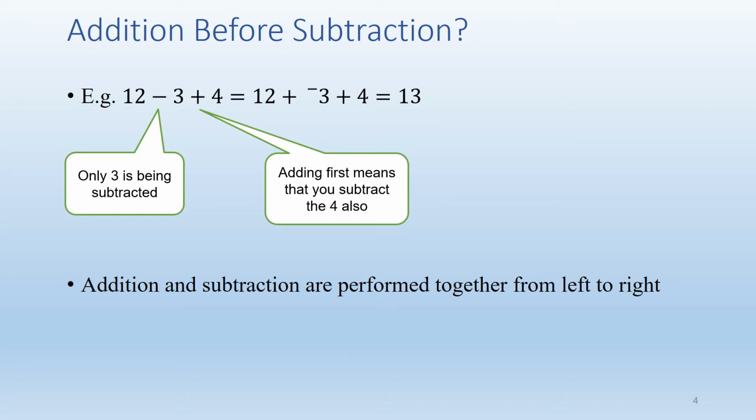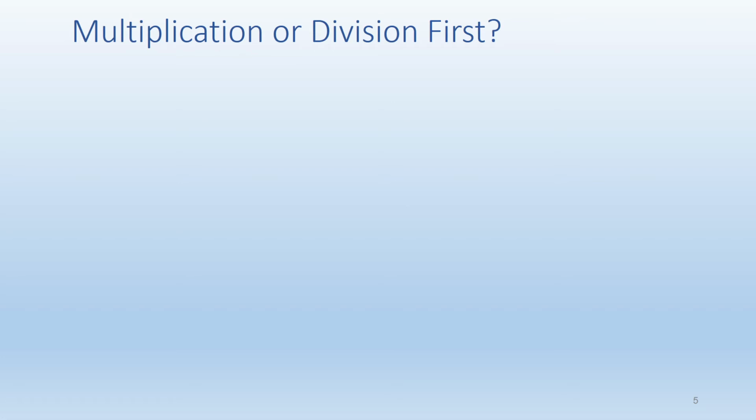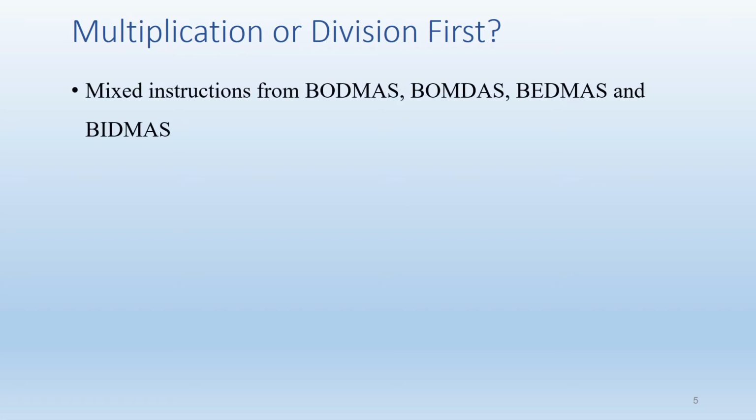And the convention is that we do addition and subtraction at the same time from left to right. So in this instance, we would do 12, take away 3 is 9, 9 plus 4 is 13. And we can see that we'll get that same answer when we converted that subtract to an add a negative number. Which should we do first out of multiplication and division?